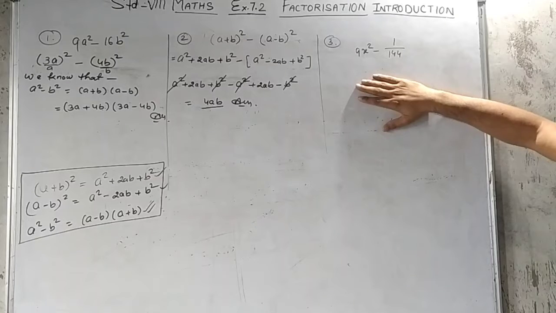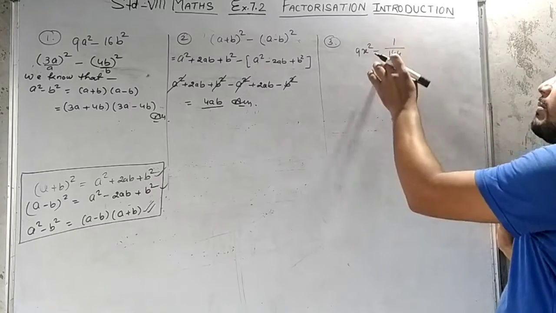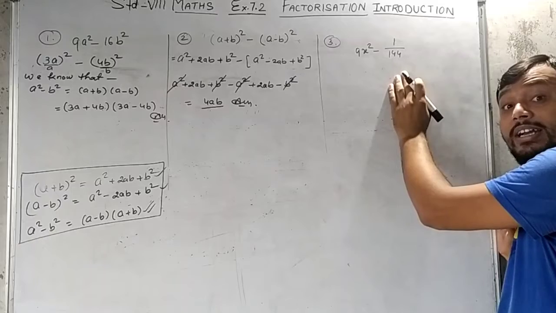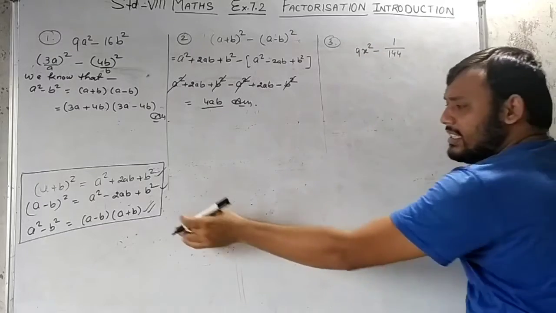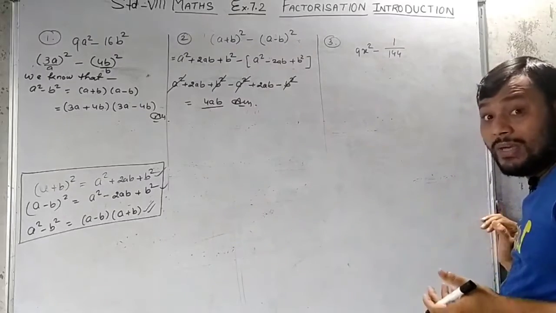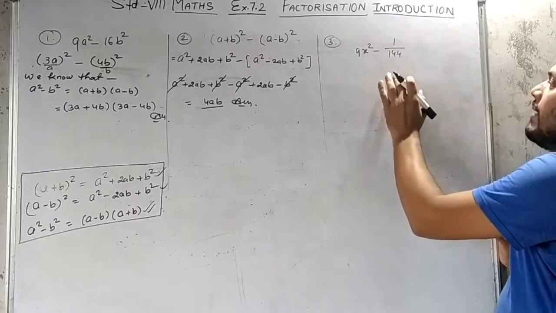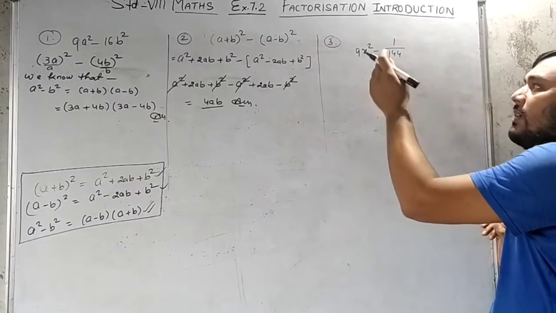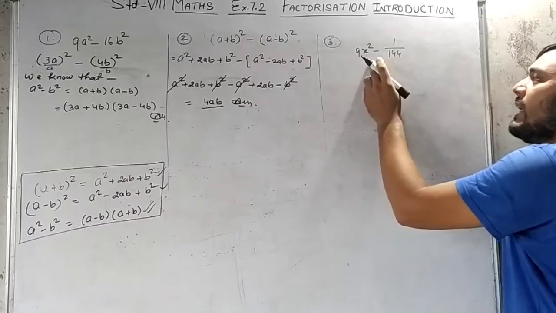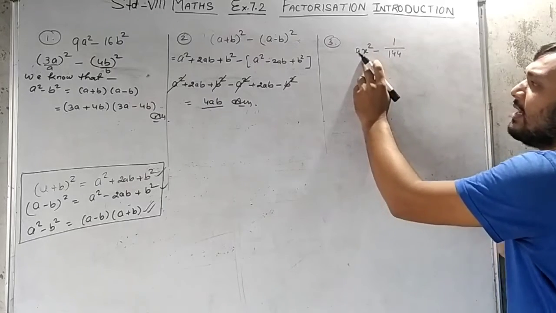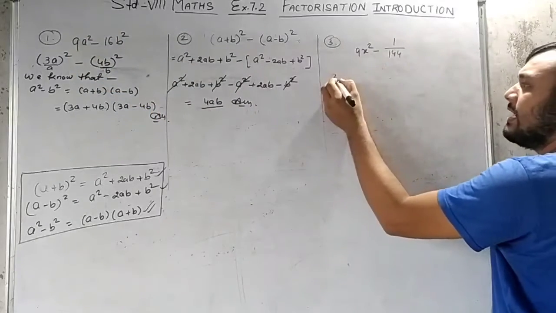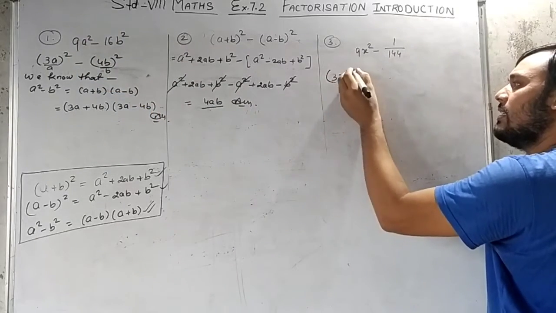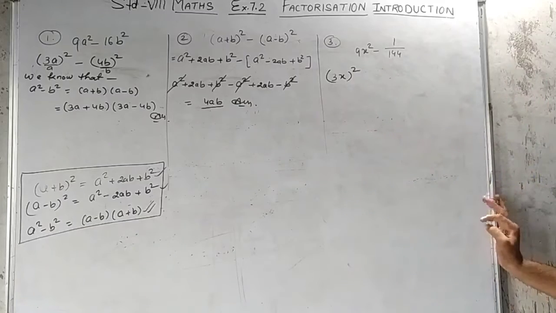Okay, 9x square minus 1 by 144. How can you write this one? It is a little bit like this, but right now we cannot say. So what we have to do is modify it. How can we modify 9x square? It is like 9a square, so this 9x square we can write as 3x whole square.